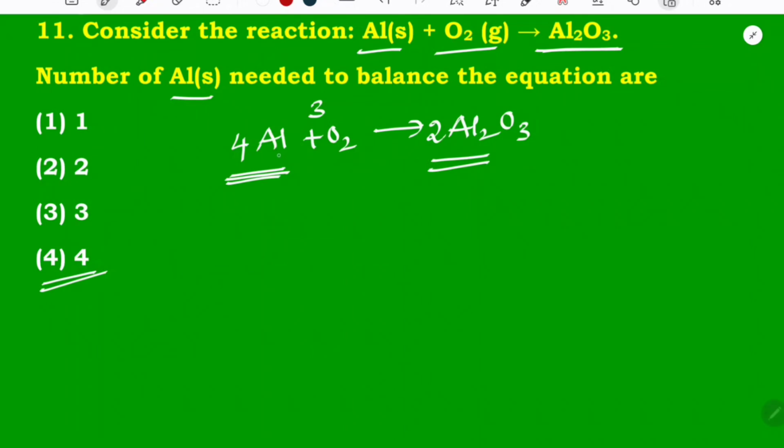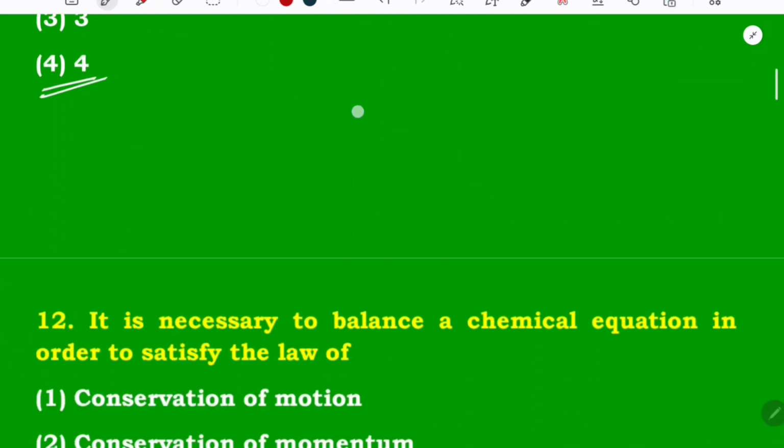So generally here only 1, here 2. So just you can do it. Total 4 aluminiums are needed. For the given skeleton equation, 4 aluminiums are needed to balance the equation. Okay. So this is the answer. Next one.